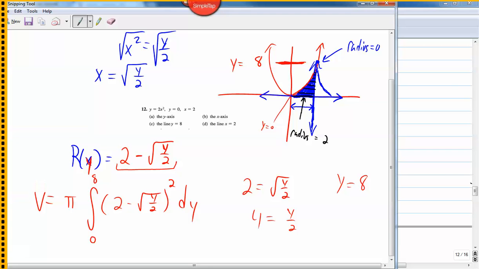Alright, so now I want you to try to integrate this. What do I have to do right here? Square that. So you need to foil that out. Okay?